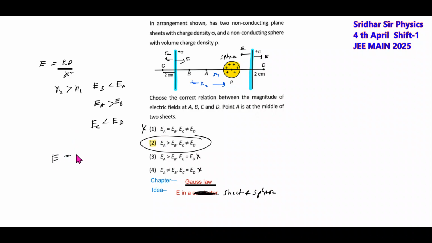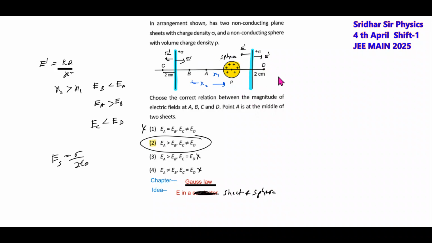Electric field due to a sheet, the formula will be sigma by 2 epsilon naught. Electric field due to the sphere is this one. Due to the sphere, and due to the sheet, call it E dash. Now once again I'll make it clear, the electric field at point A will be only due to the sphere. The resultant will be only due to the sphere at A and B. So we'll conclude here. Whereas at D it will be due to both the sheets as well as the sphere. Due to the sheets, they will add up.